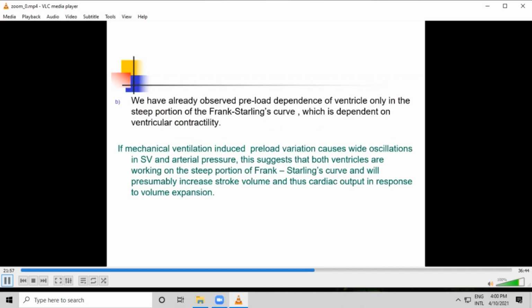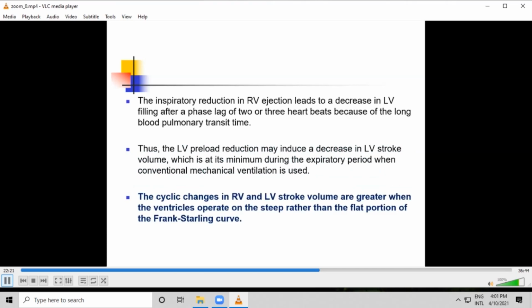We have already observed preload dependence of the ventricle only in the steep portion of the Frank-Starling curve, which is dependent on ventricular contractility. If mechanical ventilation induced preload variation causes wide oscillations in stroke volume and arterial pressure, this suggests that both the ventricles are working on the steep portion of the Frank-Starling curve and will presumably increase stroke volume and thus the cardiac output in response to volume expansion.